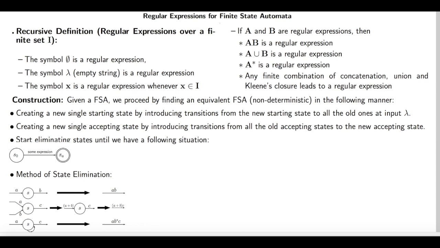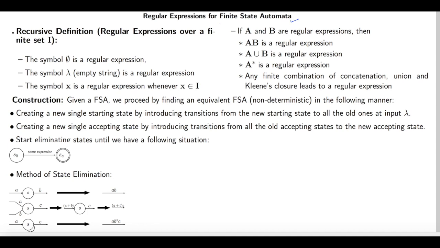Hello, so in this video we will talk about how we can find a regular expression for any finite state automata. Remember that earlier we did the other way around. We said that we can find a finite state automata for any regular expression. Now we are doing the converse of that statement. As a recap, let's talk about what is a regular expression.